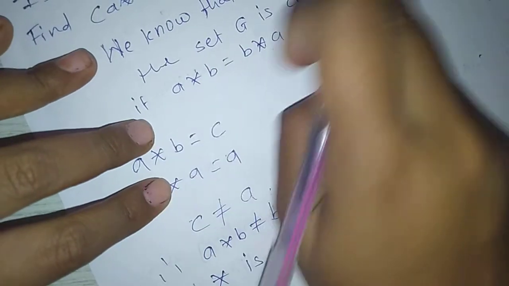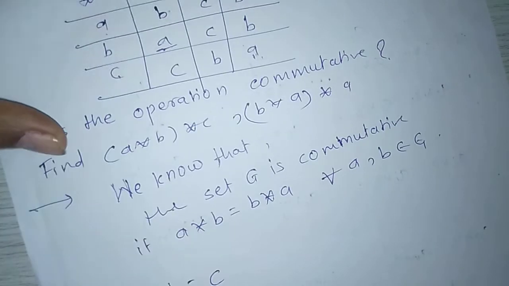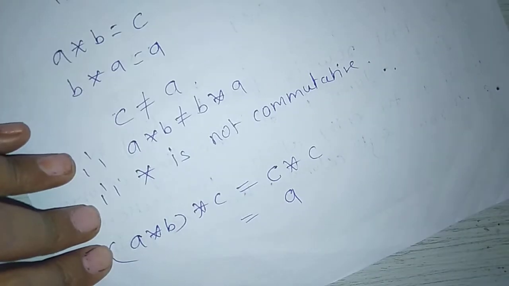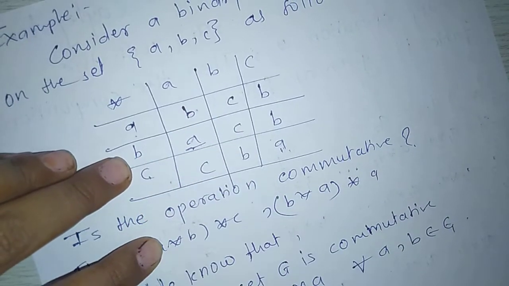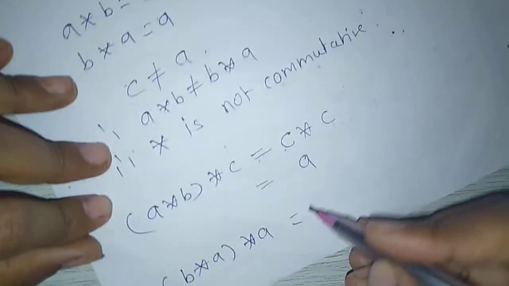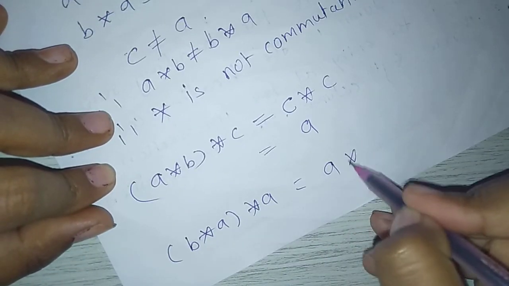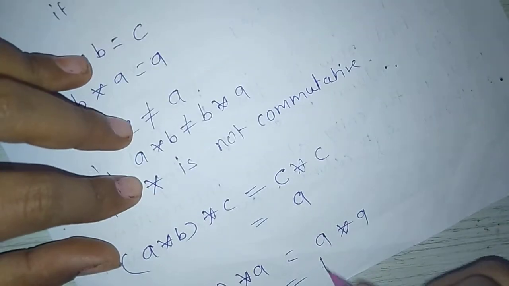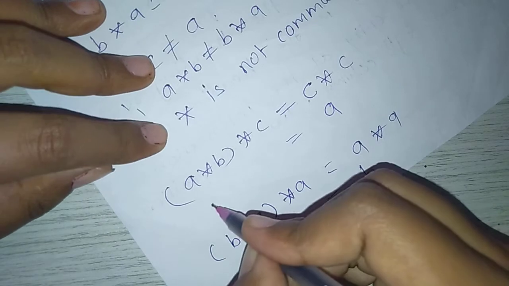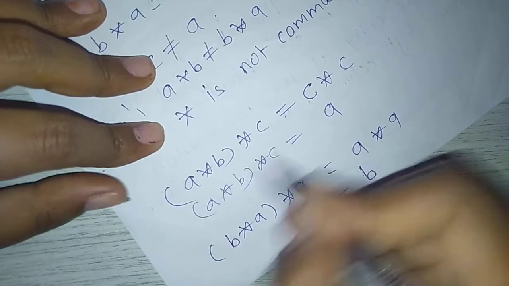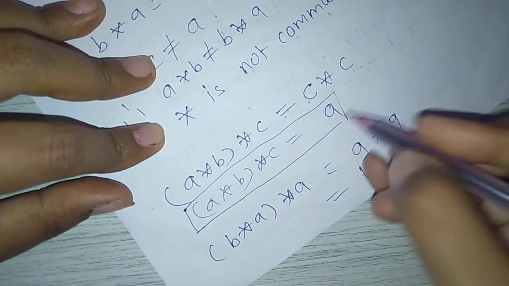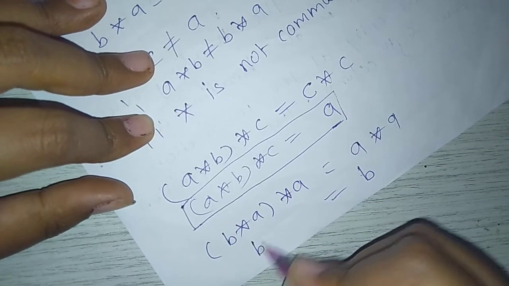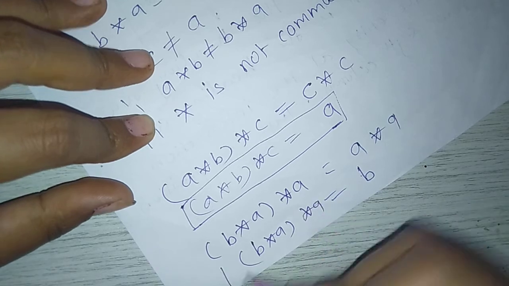And next find B star A star A. B star A star A equals, B star A is A, and star A as it is. Now find A star A, which equals B. Here we get A star B star C equal to A and B star A star A equal to B.